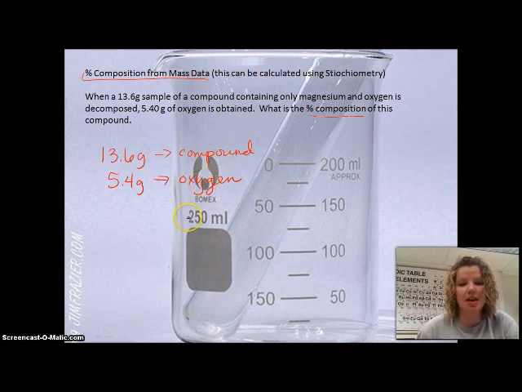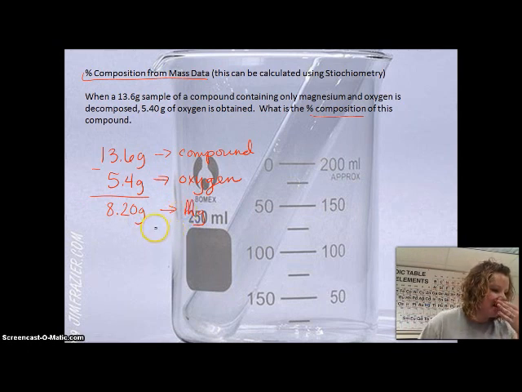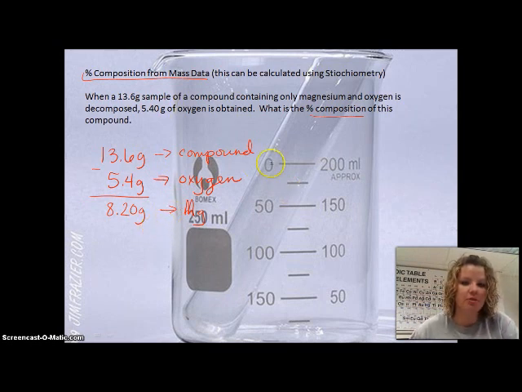Now sometimes you might have the mass of both the products and you have to add them together to find the compound. In this case we have the compound and we have oxygen, but we don't have magnesium. So we're just going to subtract these to find the mass of magnesium. Okay, so if we subtract those, we get 8.20 grams of magnesium. And what we're going to do is we're going to take the formula for percent composition, which is mass of element over the mass of compound.